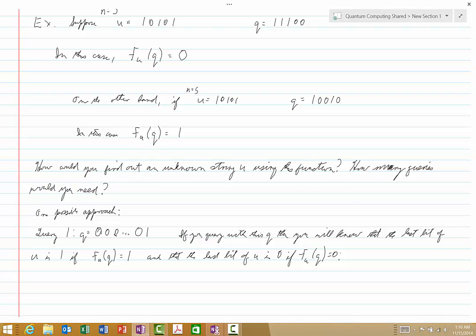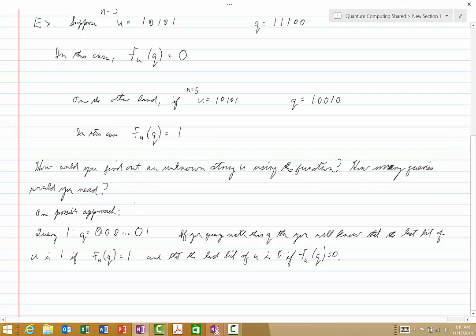Because, and probably you all already understand this, but just to make sure, since this query string that we're using here has zeros everywhere except in that last position, then the number of positions in which both q and u could even possibly have 1, since there's only one 1 in q, is either 0 or 1.